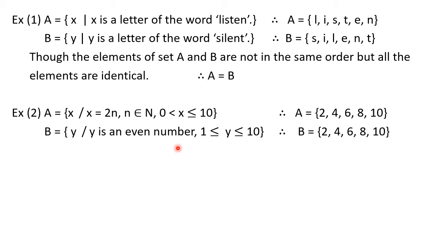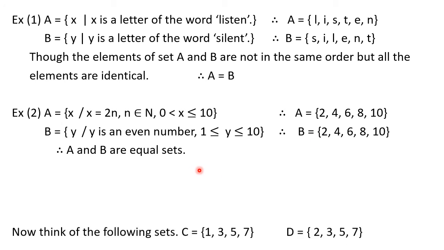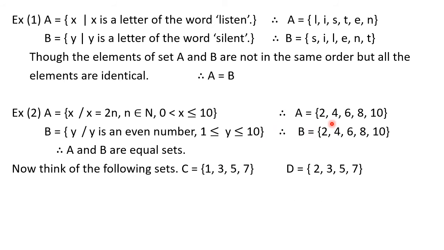So again we have to write down the even numbers from 1 to 10. You know that even numbers start from 2. So set B you can write as 2, 4, 6, 8 and 10. Now observe these two sets. All the elements are identical. They are exactly the same. So we can say that A and B are equal sets, or we write it as A is equal to B.